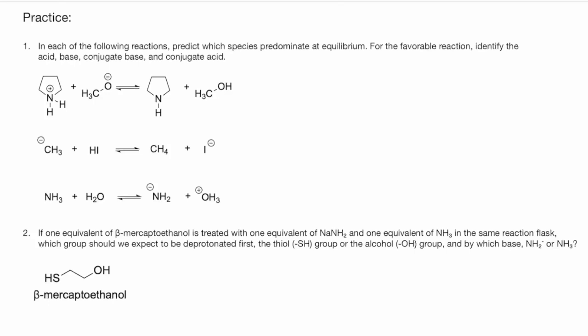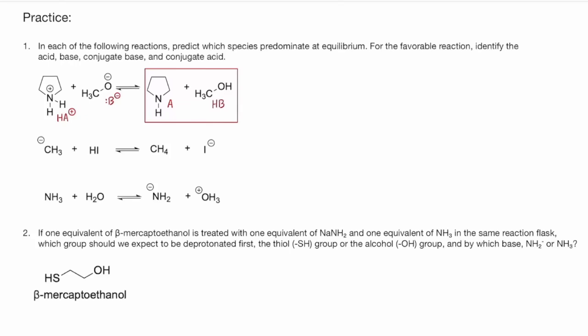In the first reaction, protonated pyrrolidine reacts with methoxide to form pyrrolidine and methanol. The forward reaction satisfies the charges on both molecules, and as a result, we expect the species on the right to predominate at equilibrium. In this reaction, the protonated pyrrolidine is our acid, HA+, methoxide is our base, pyrrolidine is our conjugate base, A, and methanol is our conjugate acid, HB.